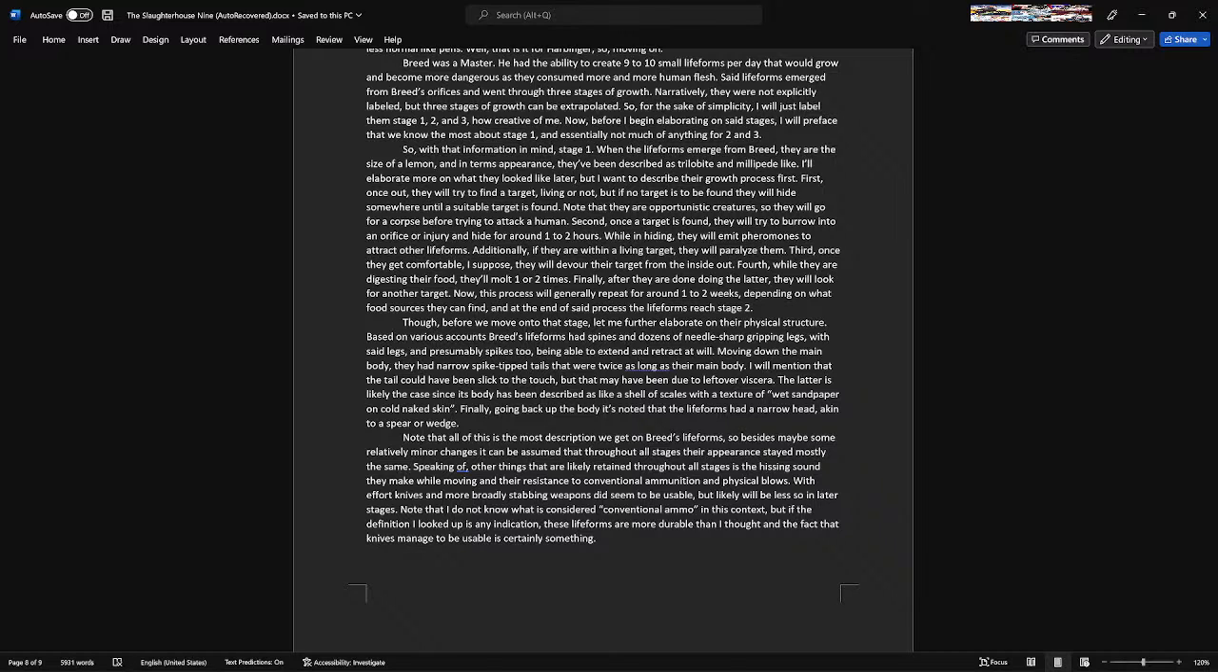Said life forms emerged from Breed's orifices and went through 3 stages of growth. Narratively, they were not explicitly labeled, but 3 stages of growth can be extrapolated. So for the sake of simplicity, I will just label them stage 1, 2, and 3. How creative of me.